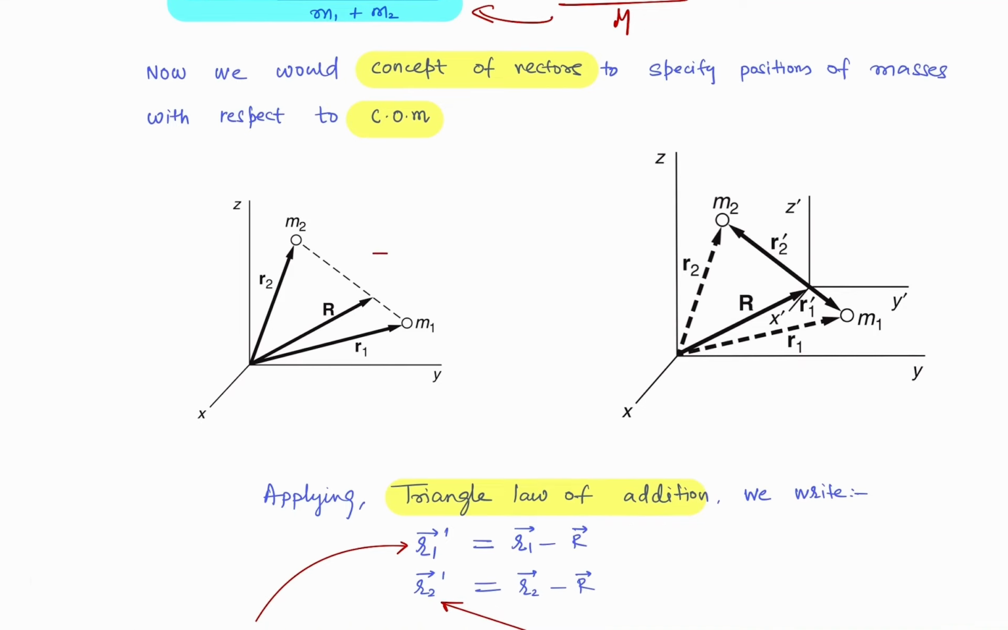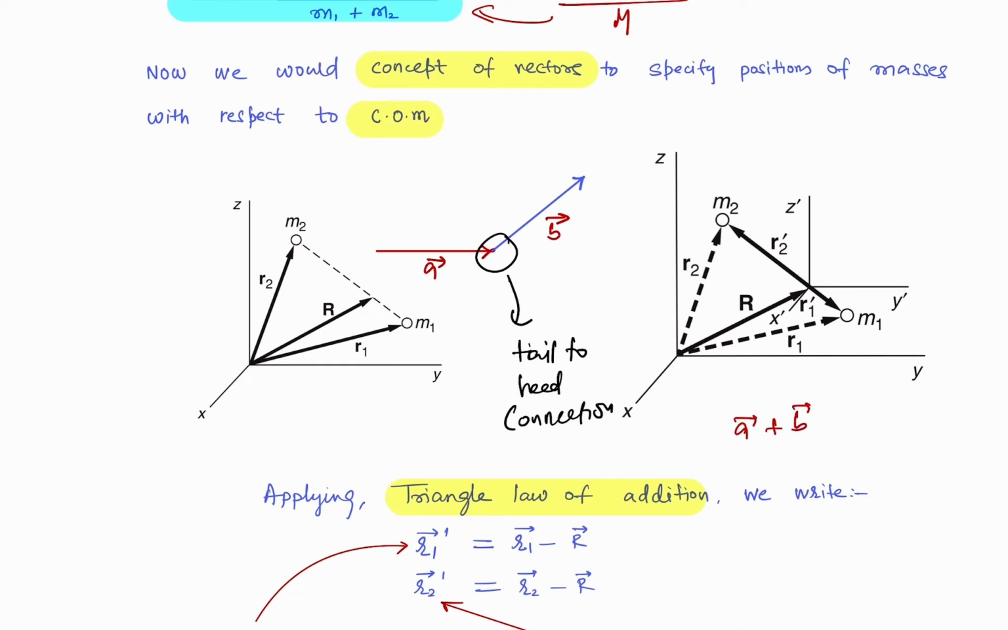Suppose that you have one vector like this, and you have another vector like this. What you need to know is that they have a compulsory tail to head connection. If this is vector A and this is vector B, and you are going to add them, then the resultant vector of this addition could be named C. This C would be the vector whose tail is at the tail of one and head at the head of the other. This is what we call the triangle law of addition.